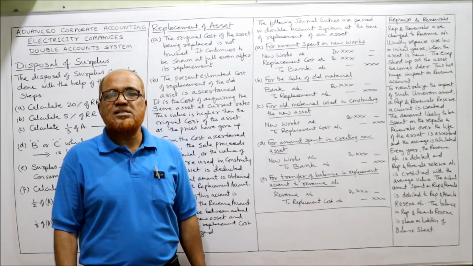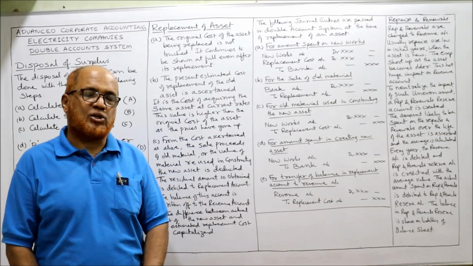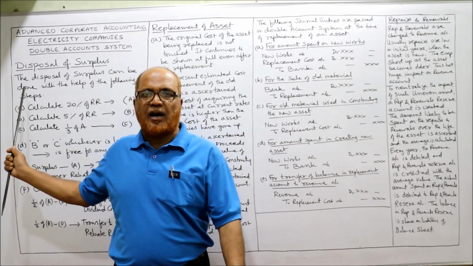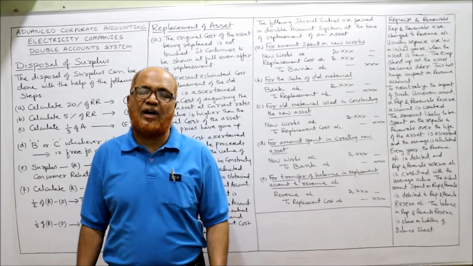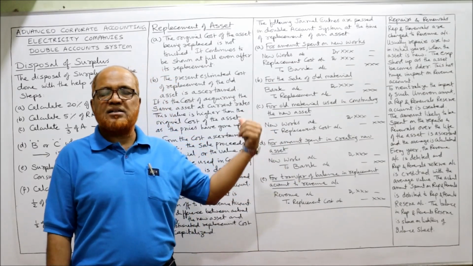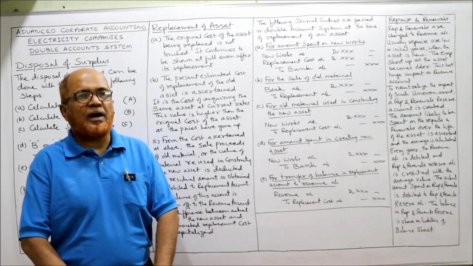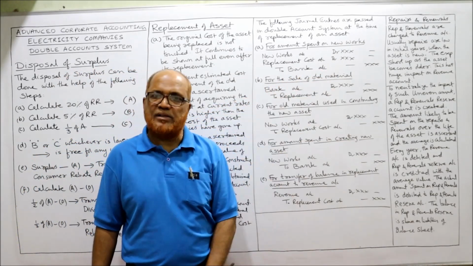Third part completed. First part, preparing the financial statement. Second part, regarding disposal of surplus. Third part, regarding replacement of an asset. Last and final part is repairs and renewals.